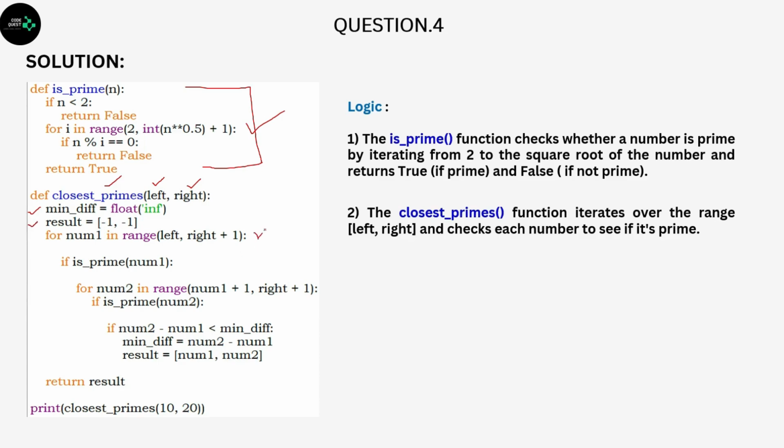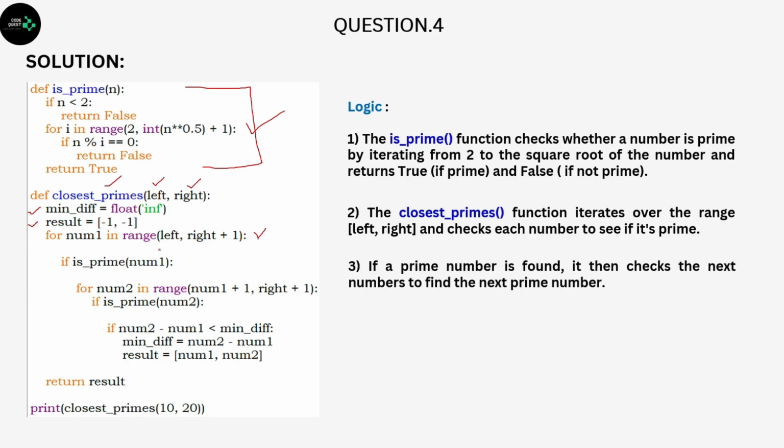Now this for loop is responsible to find out the numbers between the range that is given, between left and right, whatever numbers are available, it will be giving one after another. Every time I will check whether num1 is a prime number or not, because when I call the isPrime function on num1, I am going to find out whether num1 is a prime number or not. If it is a prime number, then only I am going to take all the remaining numbers starting from num1 plus 1 till right plus 1.